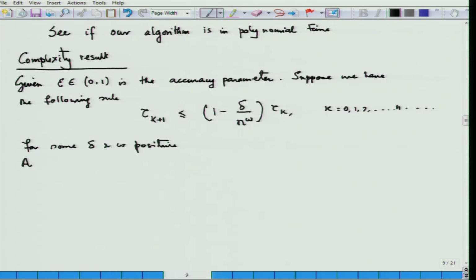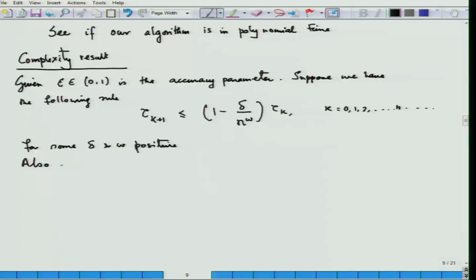Now, also assume that when you start the algorithm, you have the starting points x naught, y naught, s naught, and the starting duality measure tau naught, which is x naught inner product s naught divided by n, satisfies this property for some alpha greater than 0.